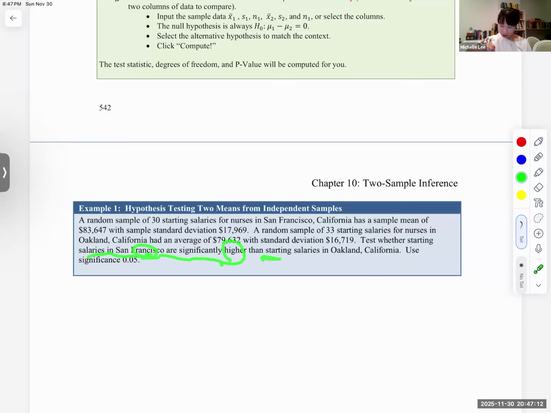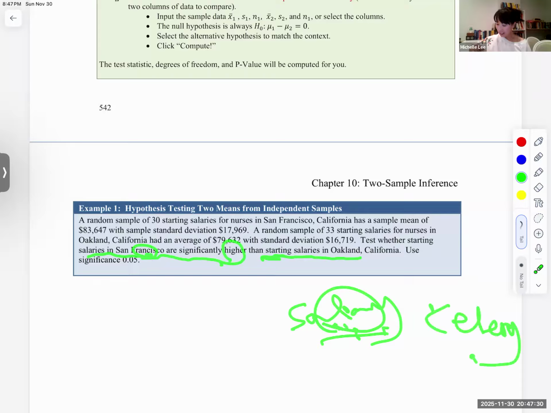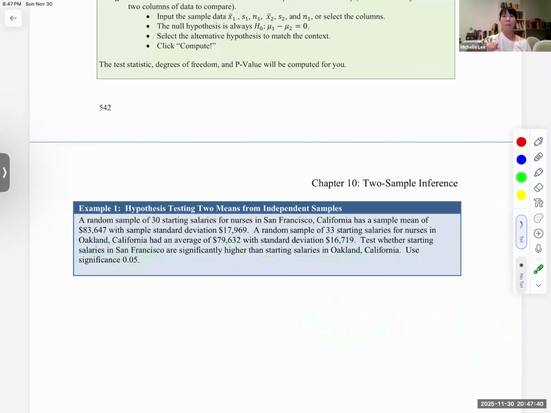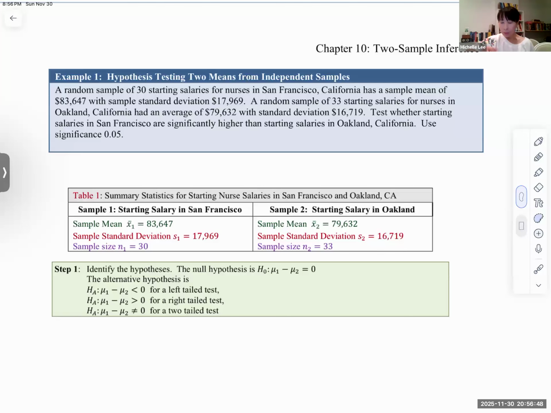San Francisco, right? Then starting salaries, salary, right? Because I was a little bit confused with the salary. Okay, in Oakland, California, use significance 0.05. All right, so I brought a nice table here. Sample one is starting salary in San Francisco, sample two in Oakland, right? Okay, so their mean, standard deviation and sample size.